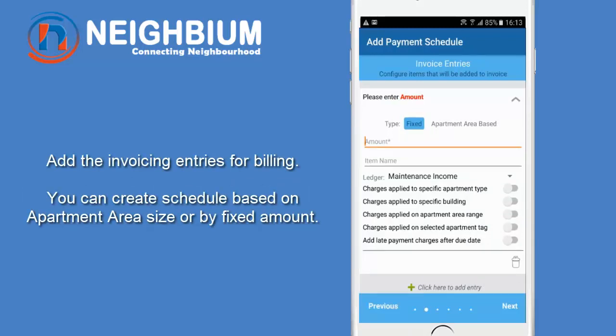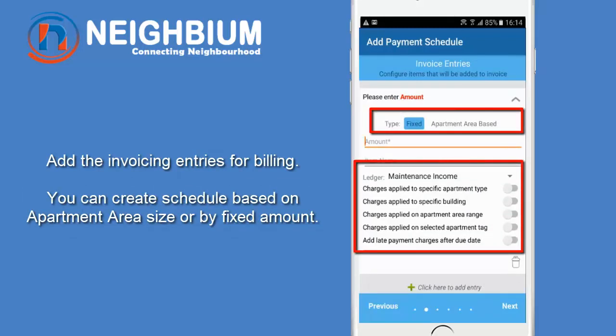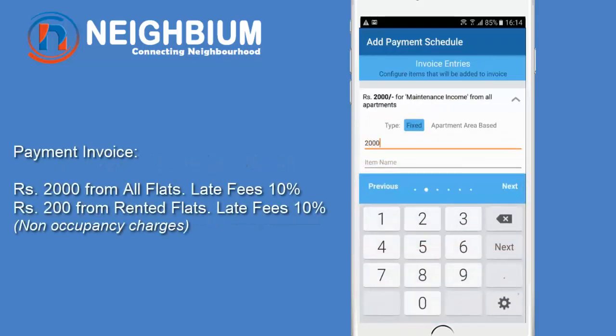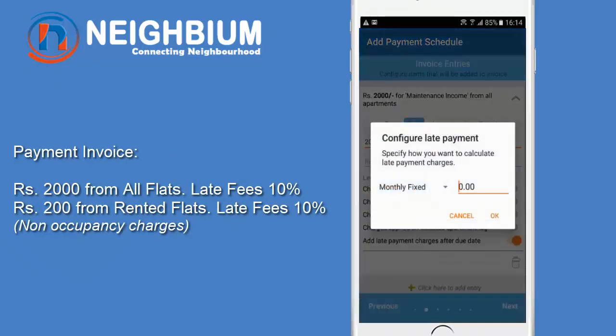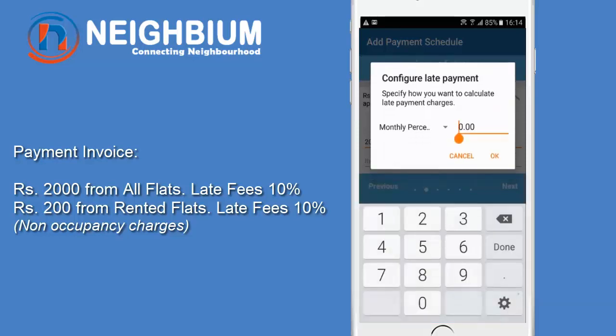As we can see, you can add the charges based on the apartment type, building, apartment area and apartment tag. You can also set late payment after the due date. You need to set the correct ledger for the item. The system will automatically do accounting entries based on the ledger you select per item. Let's add 2,000 as maintenance, which is charged from all flats. Late payment should be 10% charged monthly.